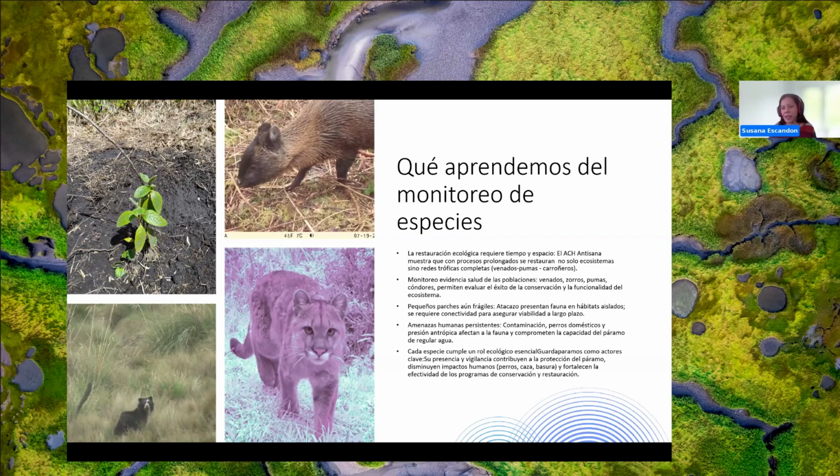And finally, we need to see that in these last few years, each species plays an essential ecological role. The Paramo guards are key stakeholders. Their presence and vigilance contribute to the protection of the Paramo, of the moors, and reduce human impact. Sometimes it also helps us understand what is happening in our ecosystems. They allow us to monitor the species and strengthen the effectiveness of the conservation and restoration programs.